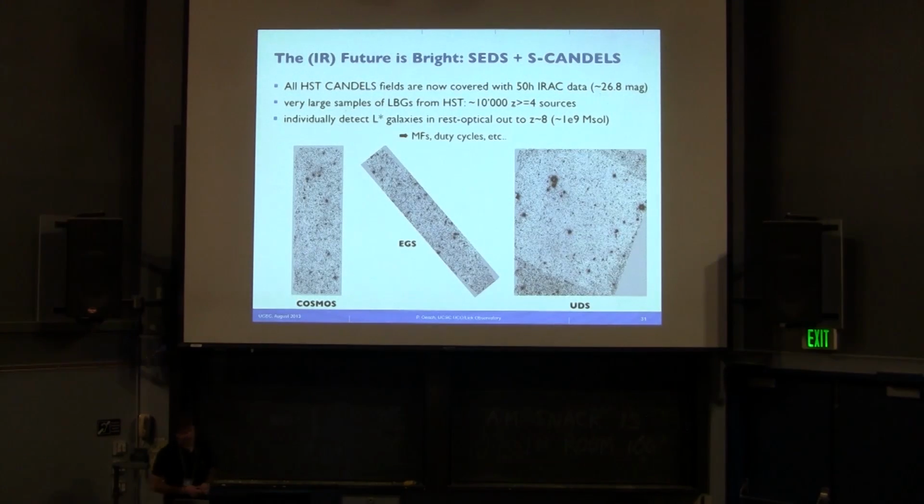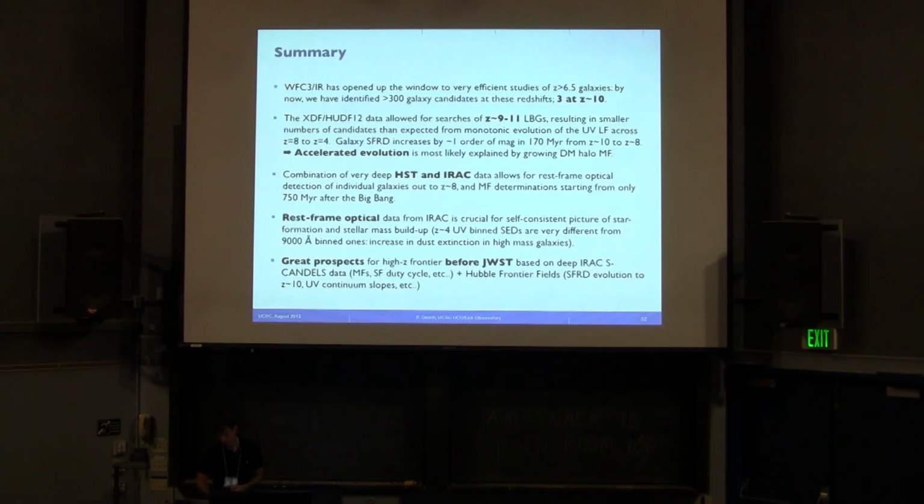And it turns out that there's a large data set out there. The S-CANDELS data, essentially 50-hour exposures over all the CANDELS fields. We have a huge sample of sources, 10,000 redshift above 4 galaxies. This is going to be a great resource for mass functions and for duty cycles of star formation that we haven't really been able to address with the small samples that we had so far. Okay, so the future is bright, and I'm just going to leave up my summary here. Thanks.